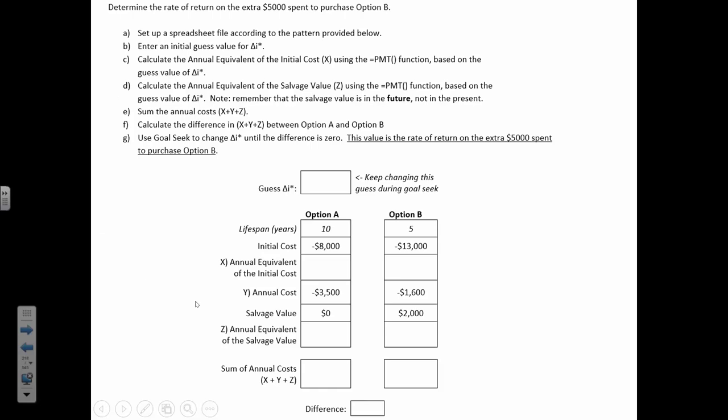So here's the template that's in that file I asked you to download from Blackboard. It's just so you don't have to type all the formatting in, that's already here. So translate the problem statement, start filling in the blanks, and we're going to have to start with an initial guess. And we're trying to figure out what's the rate of return on the difference between the two.